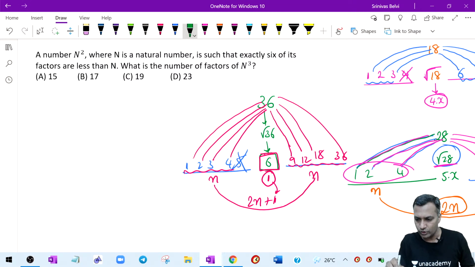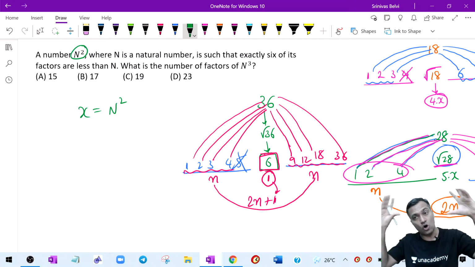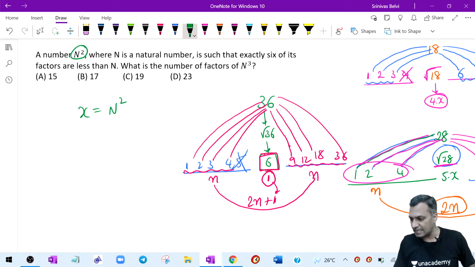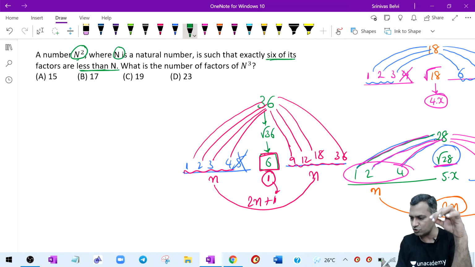The moment you read, look, this is n square. The number is n square. You have a number called x, and it's a perfect square, such that exactly 6 factors are less than n. Let's say that n is a natural number. So the number n square, where n is a natural number, is such that exactly 6 of the factors are less than n. What is it that you are trying to say?